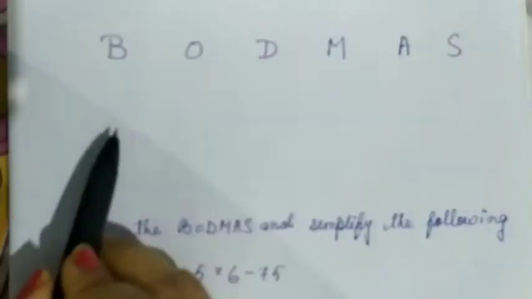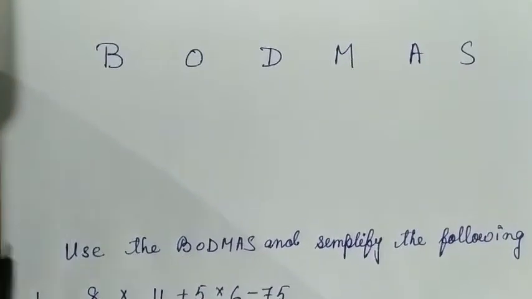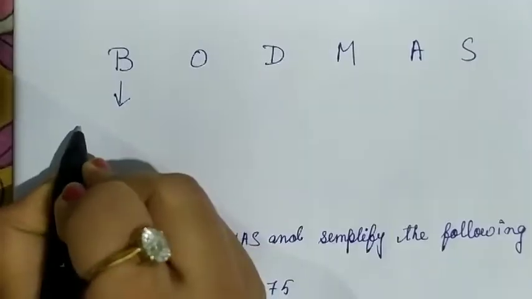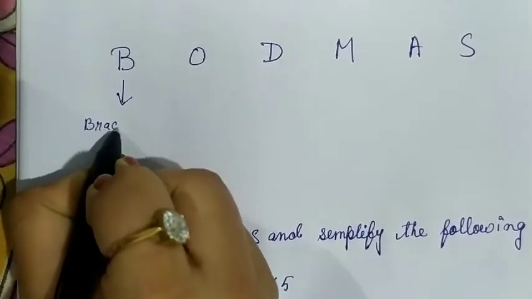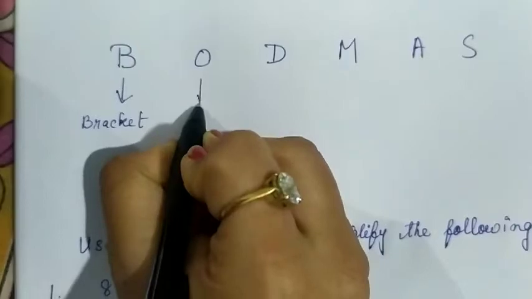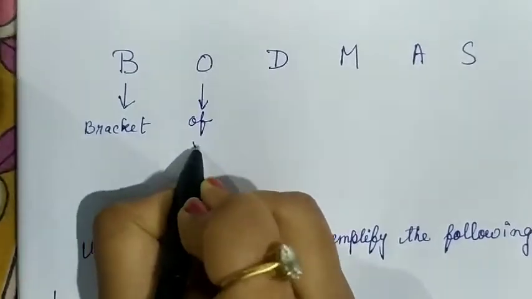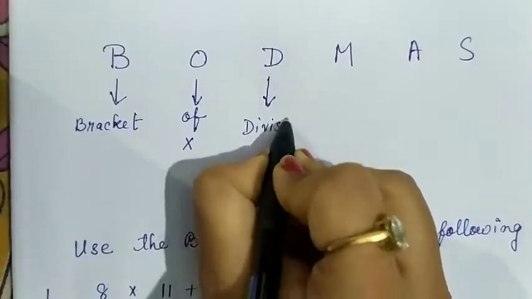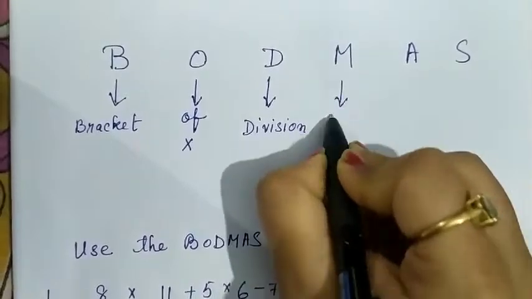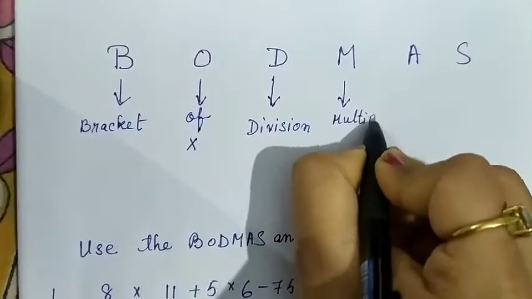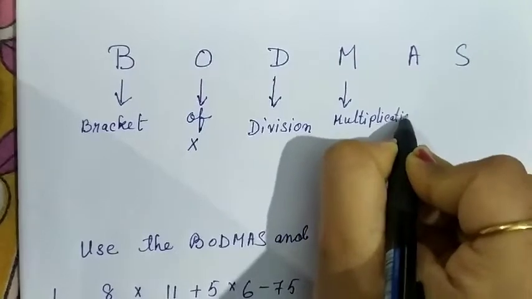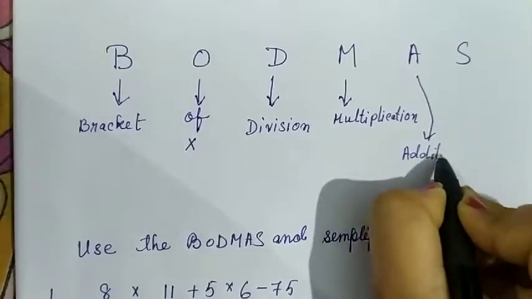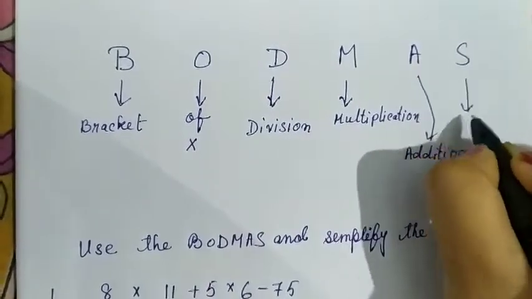The meaning of BODMAS. So let's start discussing. B for bracket, O for of, nothing but multiplication, D for division, M for multiplication, A for addition, and S for subtraction.